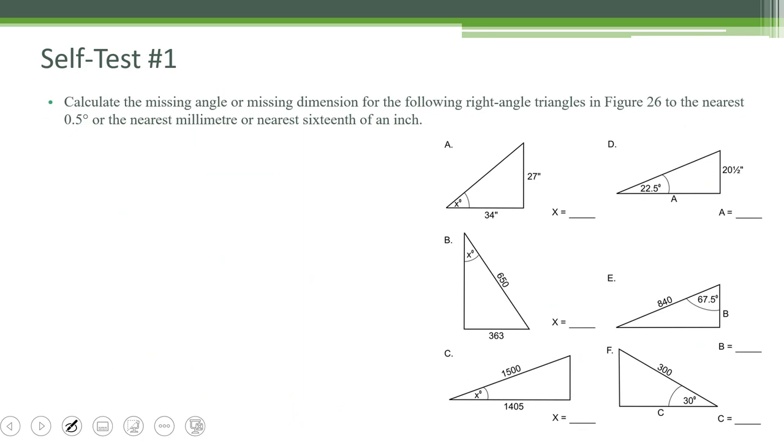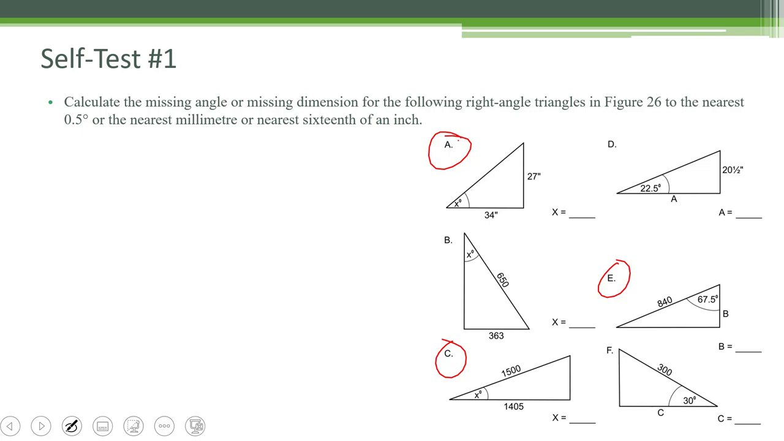Okay, so now we're moving on to the self-test questions. Okay, so the first one is we just got to figure out the angle. Looks like they're, oh no, angle and side. Okay, so I'll just do a couple of them. I'll do the first one, and I'll do every second one. How about that? Okay, so we're going to the nearest half a degree or millimeter or 1/16 of an inch.